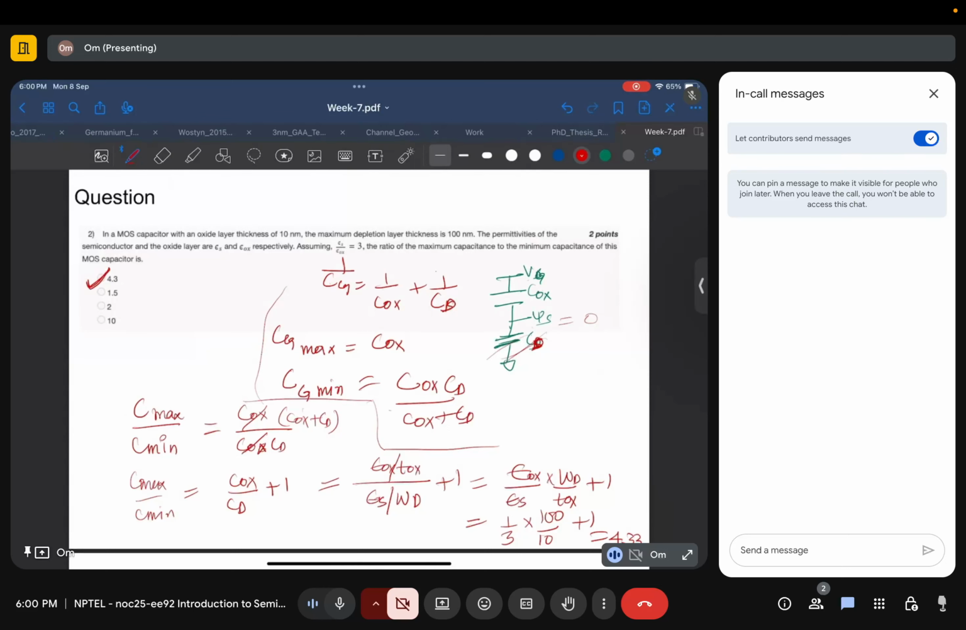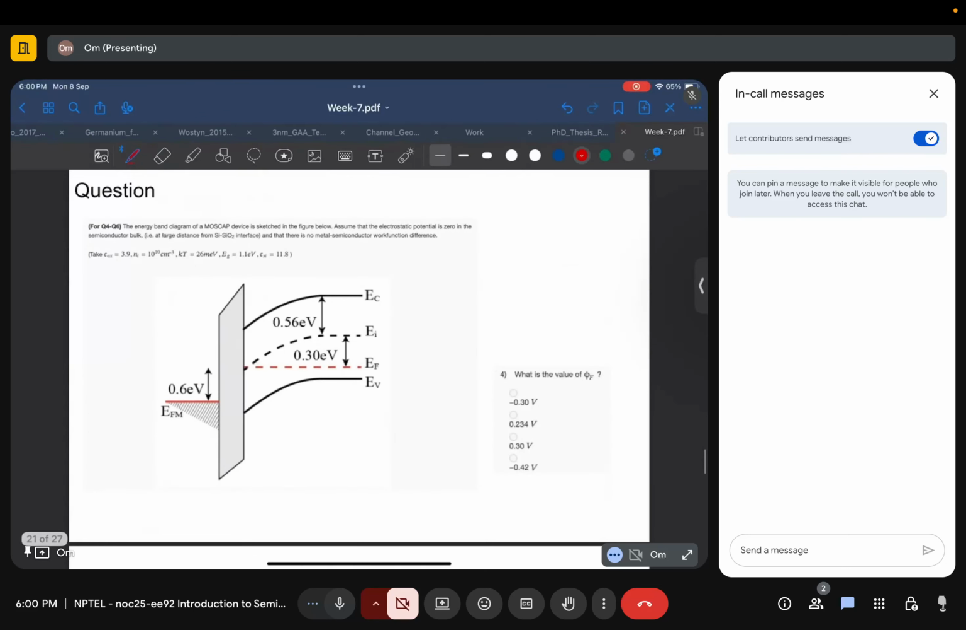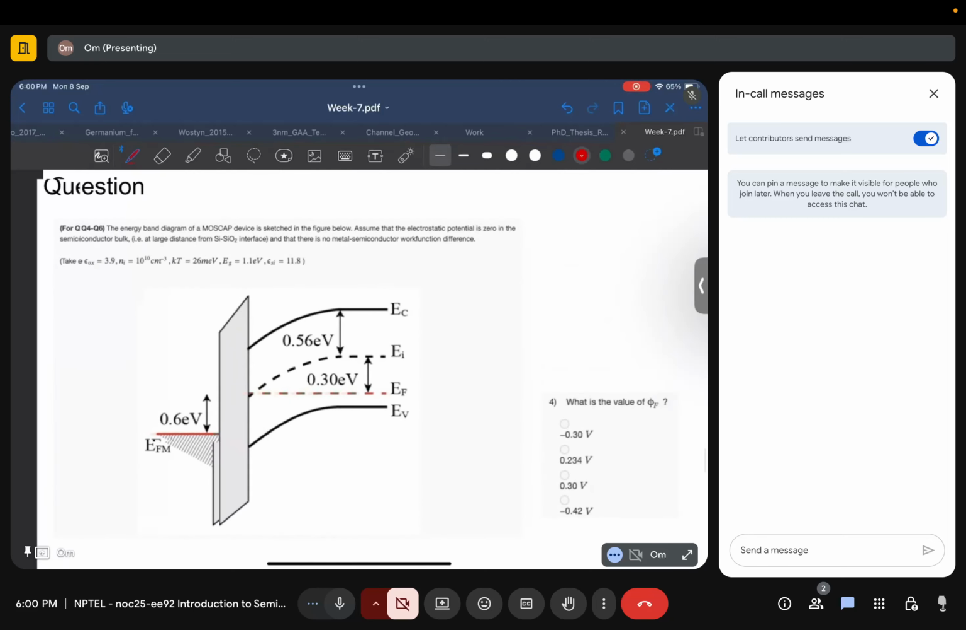Okay, let's see the next one. Solve this.